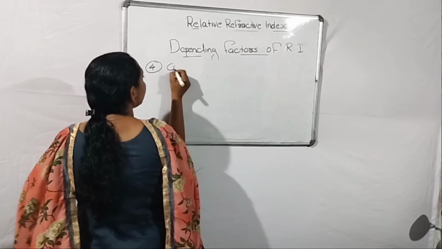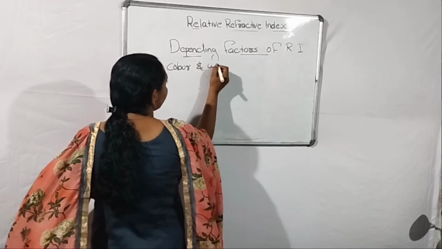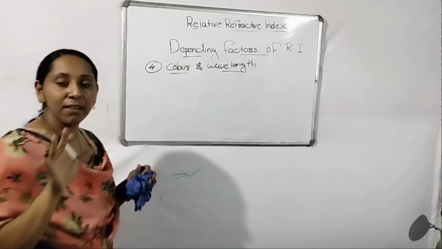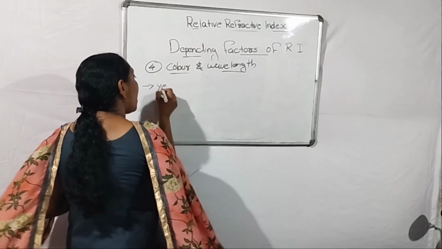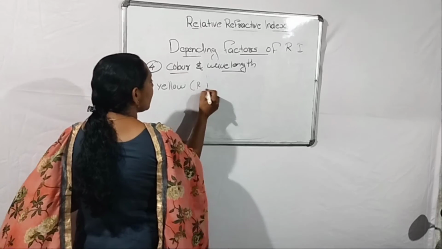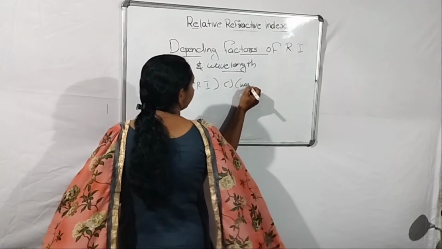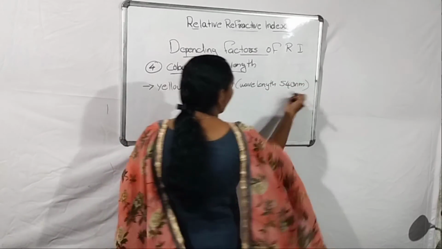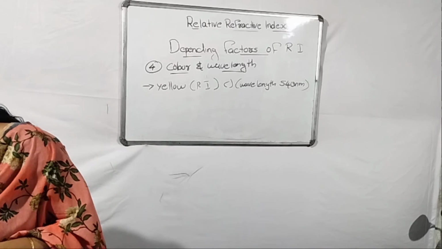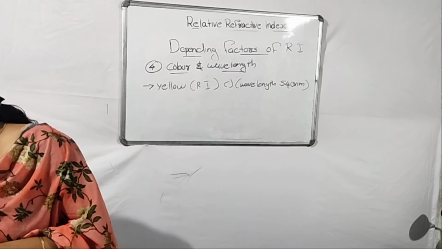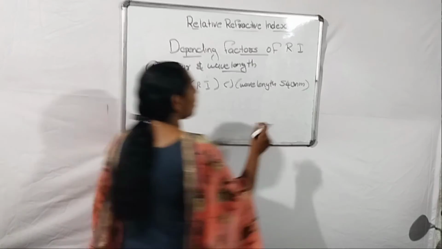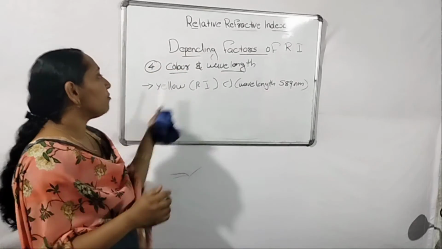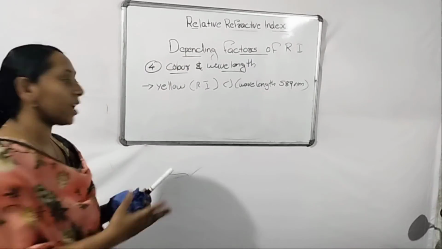Fourth depending factor, color and wavelength. Normally no color is used for representing refractive index, the standard yellow color is used. The wavelength of yellow color, I think 540 nanometer. Okay, not 540, 589 nanometer is the wavelength for refractive index. This yellow color is sometimes used for representation of refractive index.